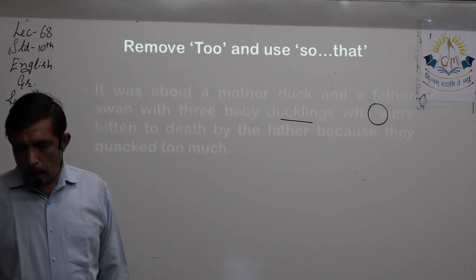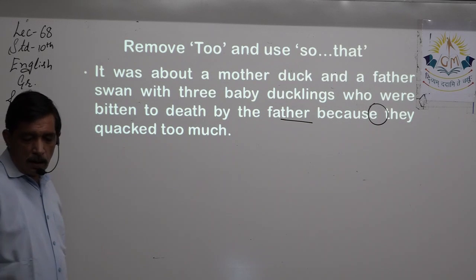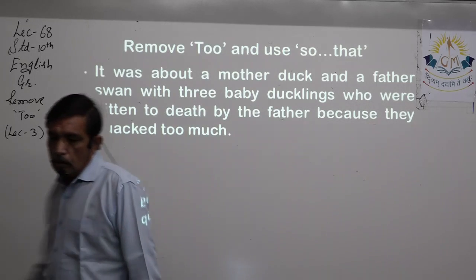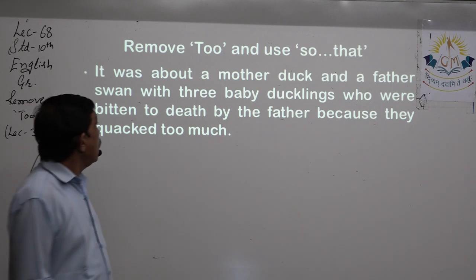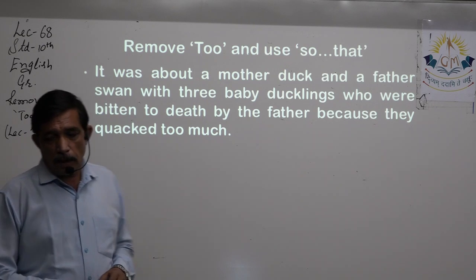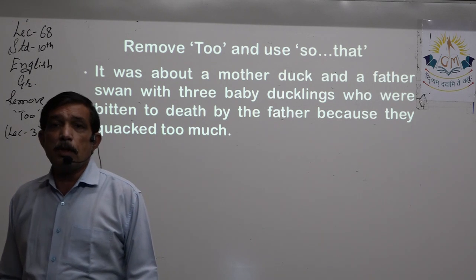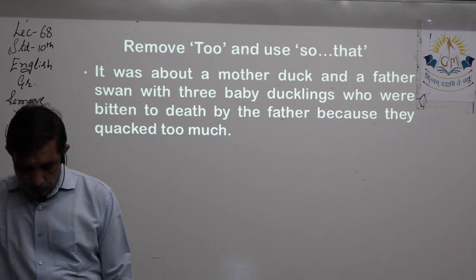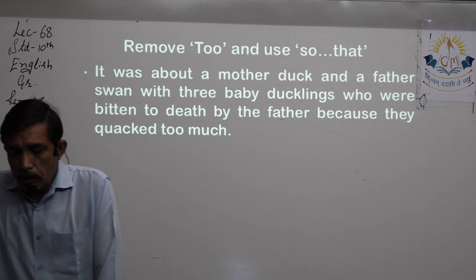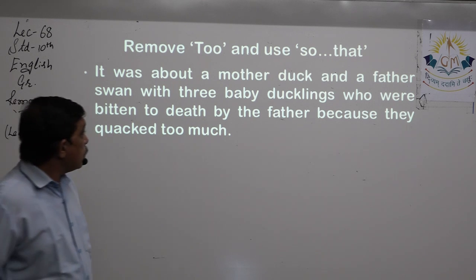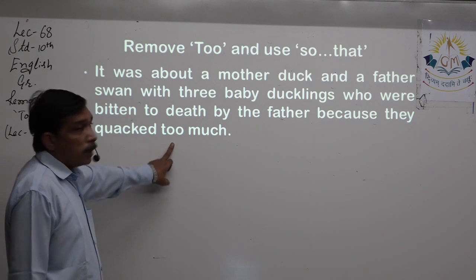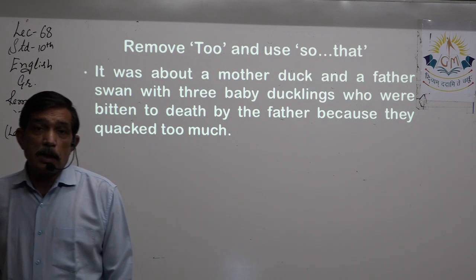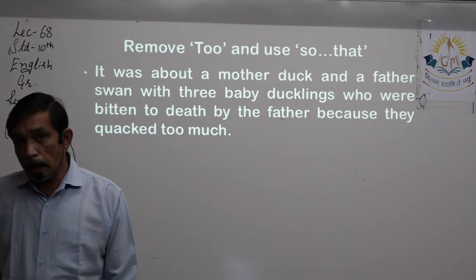Another sentence, quite long and a very interesting sentence. Remember, because it happens, there can be a little mistake, right? It was about a mother duck and a father swan with 3 baby ducklings who were beaten to death by the father because they quacked too much. Chapter number 5, 6, I don't know, but you should have gone through it. Our problem is too much, right? How will we turn that? Because too is there, negation is not there. So you have to use so that and negation.